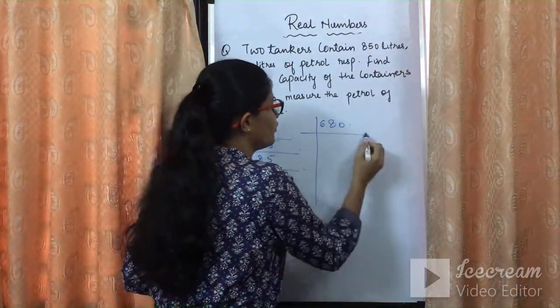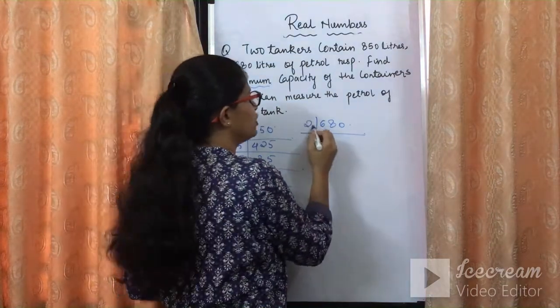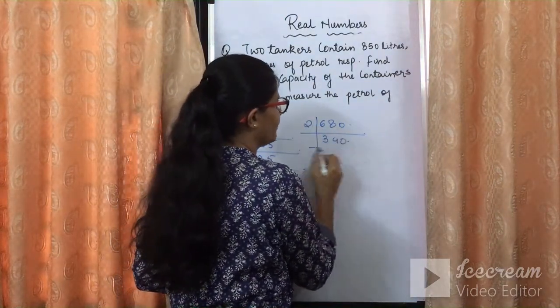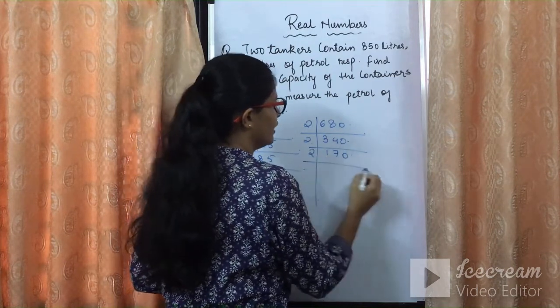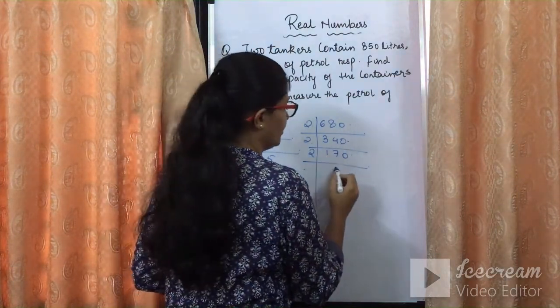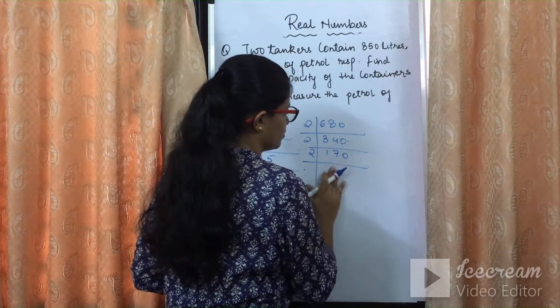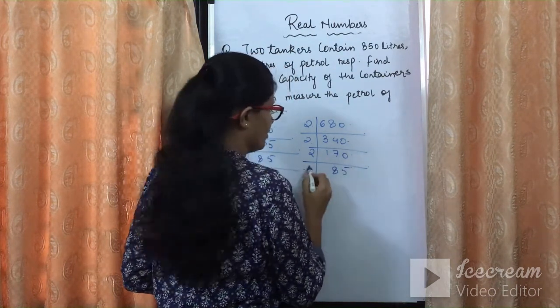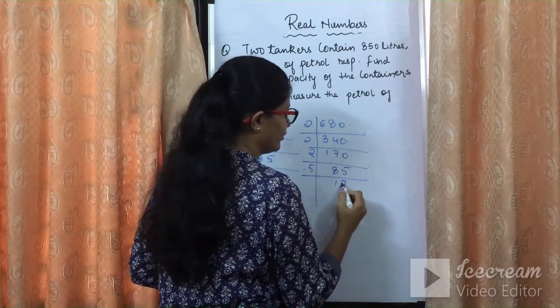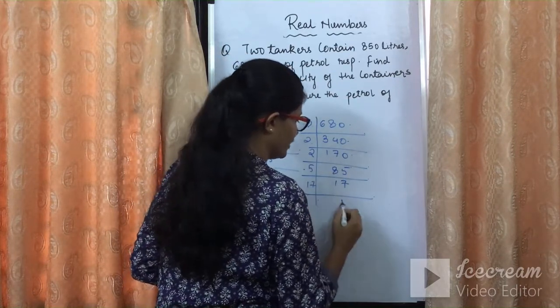Similarly, we can take out the factors for 680. It can be divided by 2, 340, again by 2, 170, again by 2, which gives 85. It can be divided by 5, which will give you 17, and 17 will give you 1.